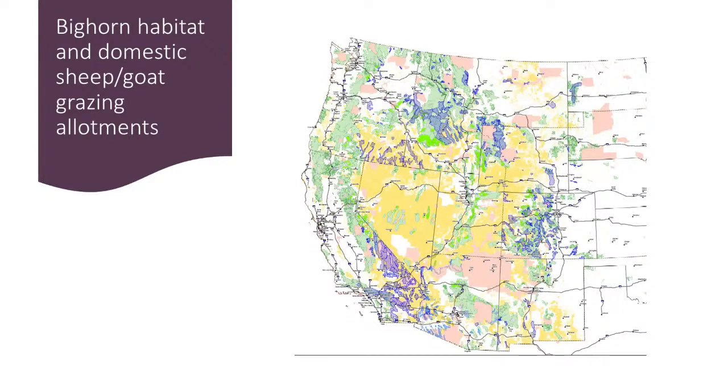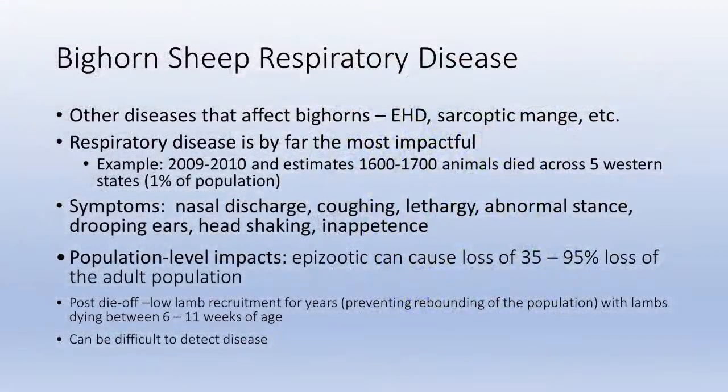There's a large number of diseases that affect wildlife, and this is true for bighorn sheep as well. We have epizootic hemorrhagic disease, sarcoptic mange, but by and large, the most impactful, the most meaningful disease is bighorn sheep respiratory disease. And just for an example, in the mid-2000s, we lost between 1,600 to 1,700 animals in just one summer.